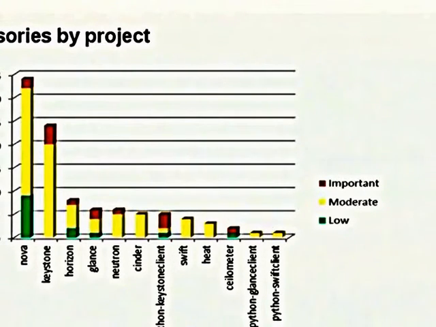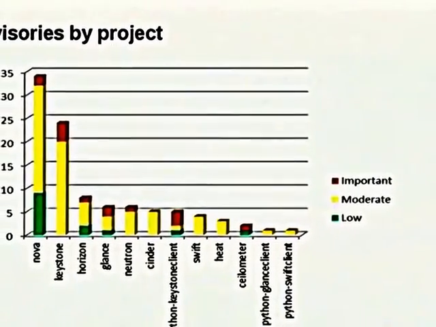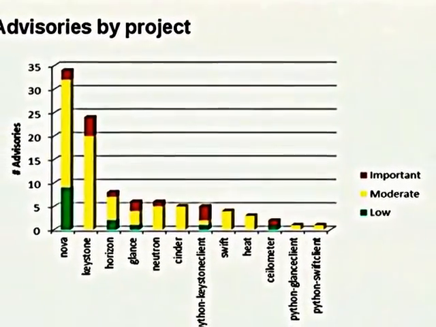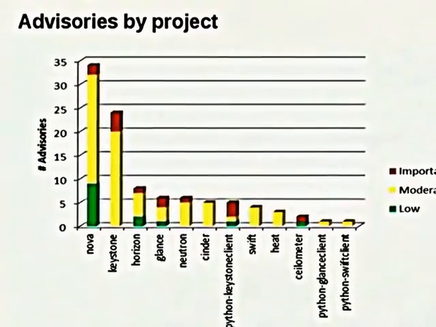I will note that the ratings here, important, moderate and low, have been assigned by a Red Hat security engineer for each of these flaws. And there's actually another rating which is more severe, which is critical, that has not been applied to any of the flaws that have been assigned or found in OpenStack.